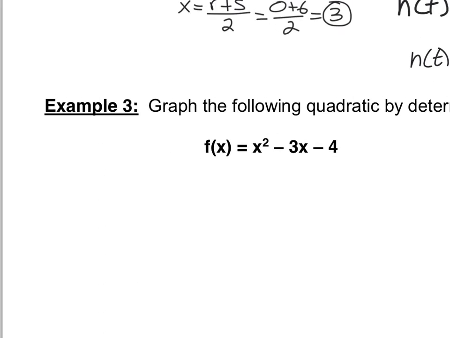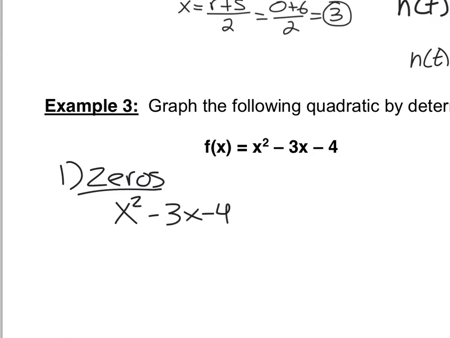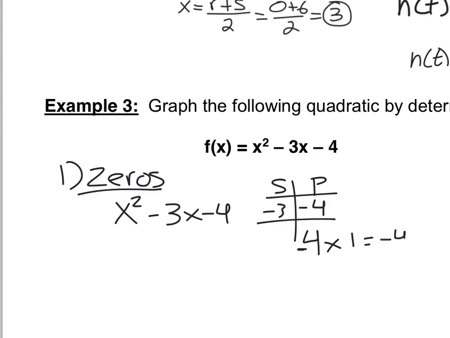In order to find the zeros for our first step, the zeros means the x-intercepts or the roots. So we'll start off by factoring x squared minus 3x minus 4. This is a simple trinomial that we can use sum and product for. Two numbers that multiply to give me negative 4 and add together to give me negative 3 will be 4 multiplied by 1. I'll take the sign of the sum and put it with the bigger number. So negative 4 times 1 is negative 4, and negative 4 plus 1 is negative 3.